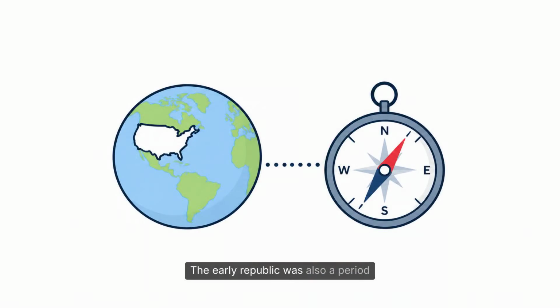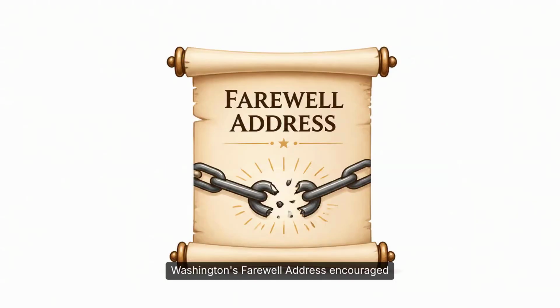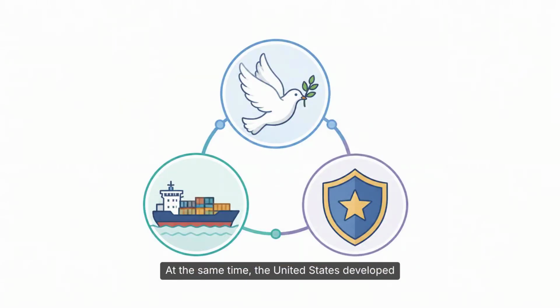The early republic was also a period in which the United States defined its relationship with other nations. American leaders sought to preserve national independence while maintaining commercial relations with European powers. Washington's farewell address encouraged the country to avoid permanent political entanglements and to protect its freedom of action. At the same time, the United States developed diplomatic relations, expanded international trade, and defended its interests abroad.